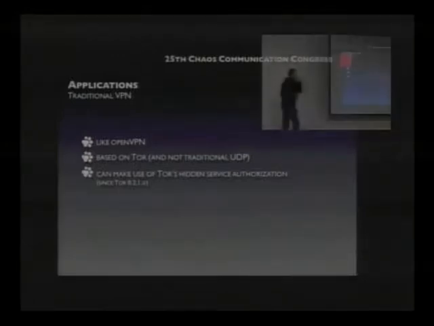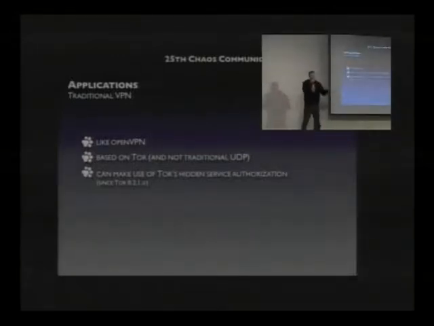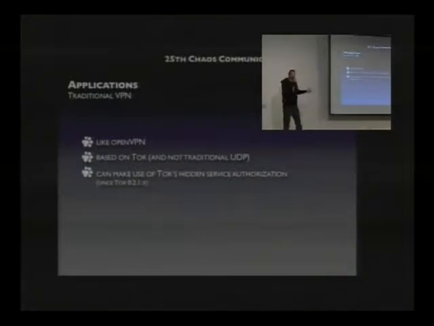Well, basically there are two applications we can think about. One is the traditional VPN use. We can just use it as a VPN across Tor. It's like OpenVPN. I think most of you know OpenVPN. It's a VPN like VPNs work. You can do the same thing with onioncat, with the difference that you do not use the internet and traditional UDP, you use Tor as a transport for your data.